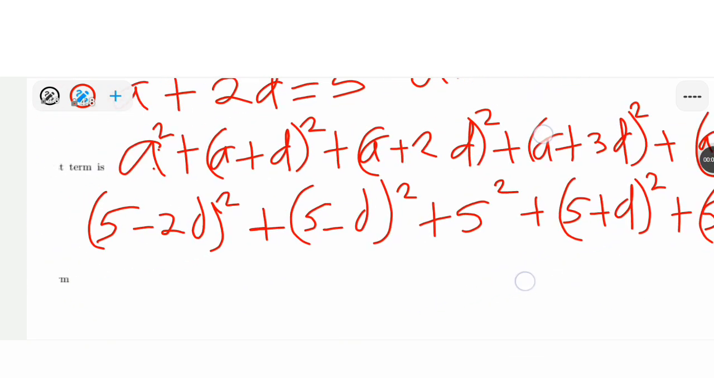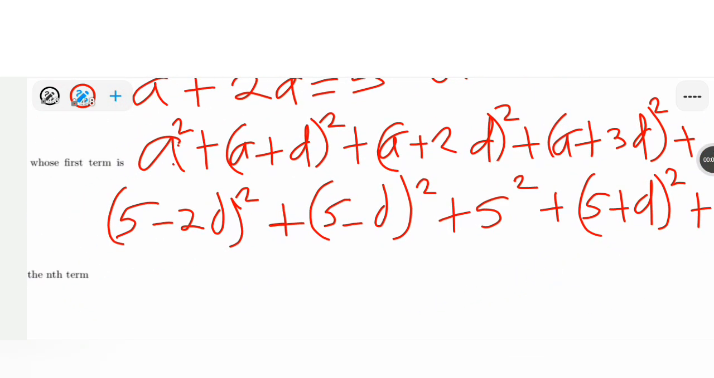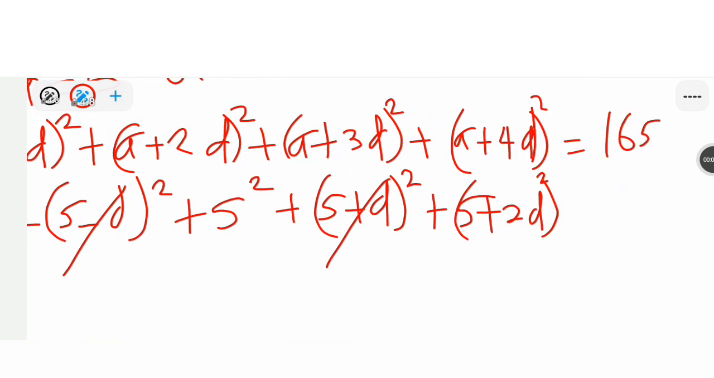But you don't need to stress yourself. You don't need to expand this. You can see that some things look similar. You have 5 minus d here. You have 5 plus d here. You have 5 minus 2d here. Then you have 5 plus 2d here. So that's the concept you're going to use to simplify the whole thing.